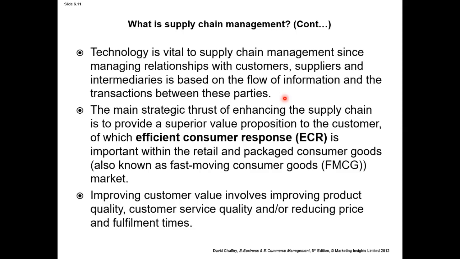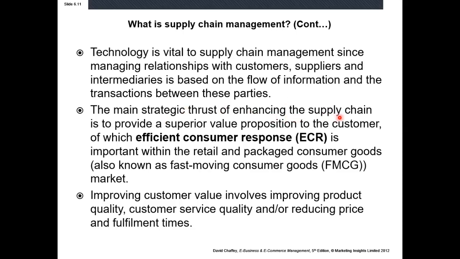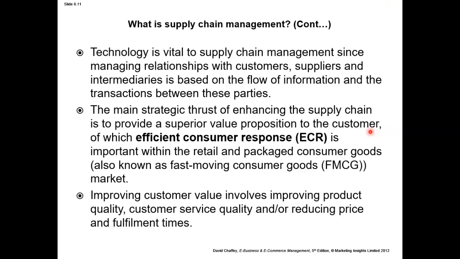Right. So what does this say? The main strategic thrust of enhancing the supply chain is to provide a superior value proposition to the customer. So we talked about what a value proposition is in the strategy lesson. We understood that the value proposition, in simple terms, is the set of benefits or the bundle of benefits that you deliver to your customer, right?